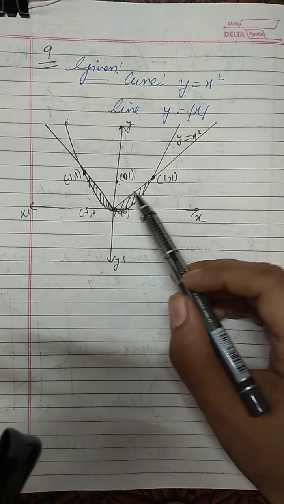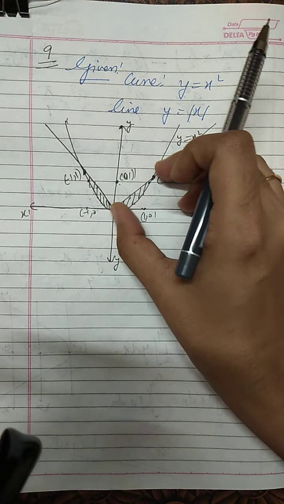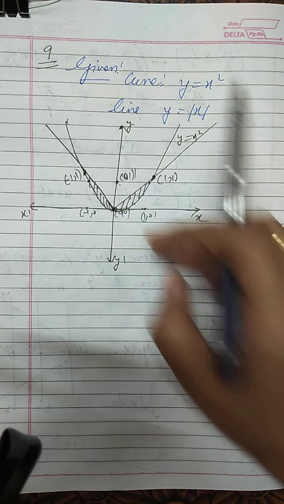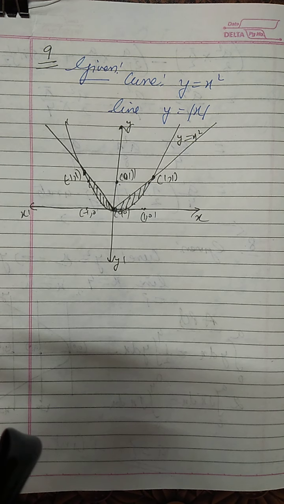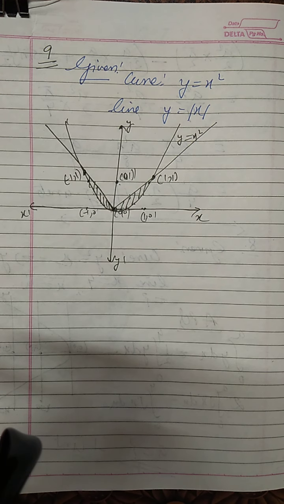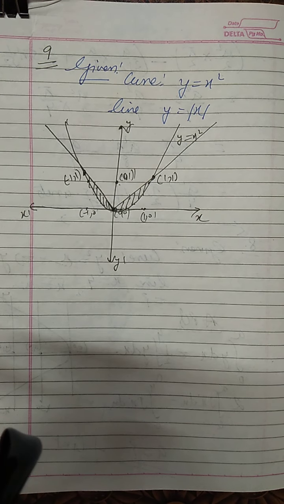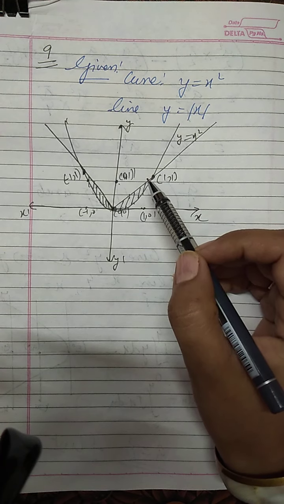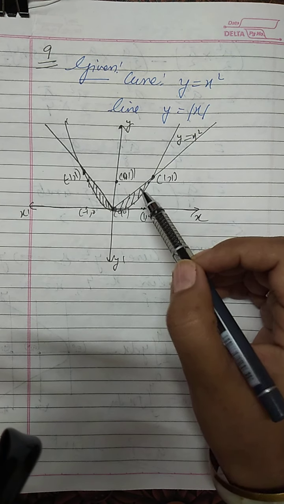So these two areas are equal. If I just find the area of one side and multiply by 2, I will get the complete area bounded here, right? So let us do, we are given here, the limits are given. One more interesting thing here we will learn.